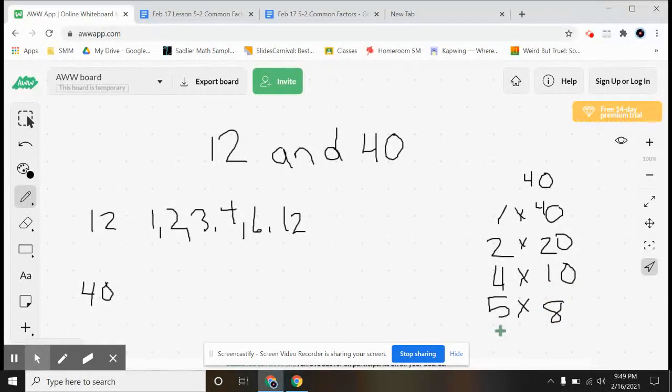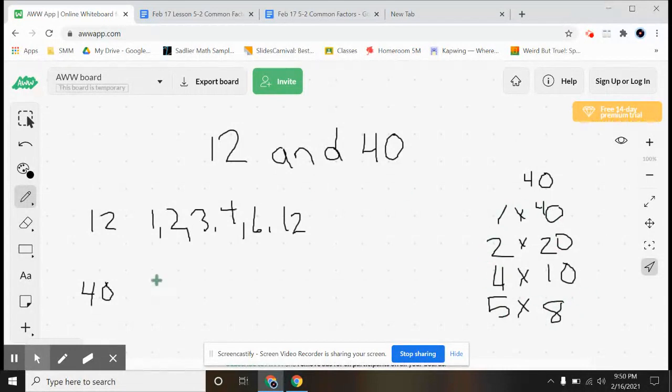Well, I know the divisibility rule for 6 says it has to work for 2 and 3 for it to work for 6. And I see here in my list it worked for 2, but it didn't work for 3. So I know it's not going to work for 6. What about 7? 7 times anything 40? No. And my 8's already listed. So these are all my factors.